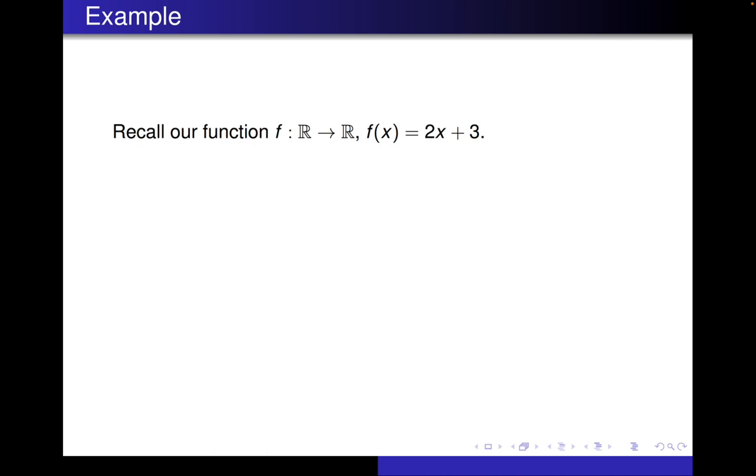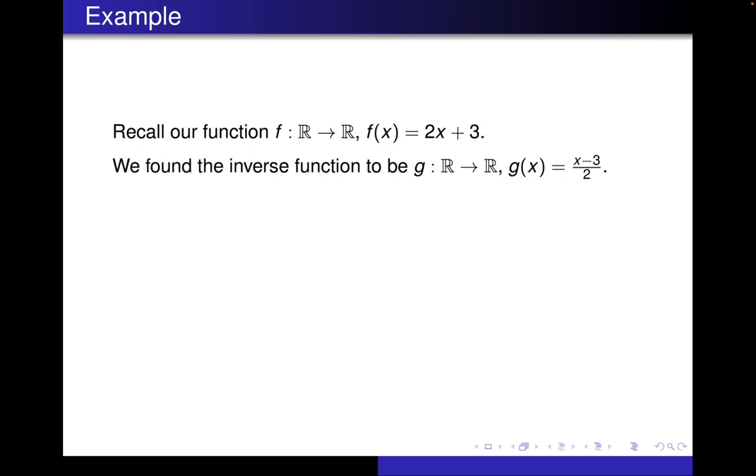So let's recall our function f. f of x equals 2x plus 3. And remember, we found the inverse, or at least we believe strongly that the inverse was g from R to R given by g of x equals (x minus 3) over 2. We should really use the definition to see if that's a real inverse or whether we were just kidding ourselves, right? So we're going to first take g of f of x to see if we get back to x.